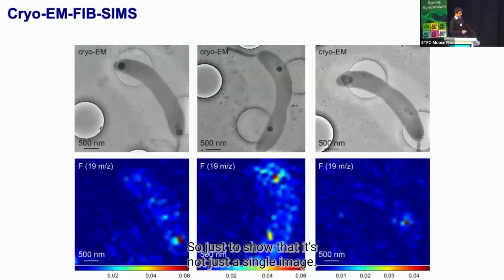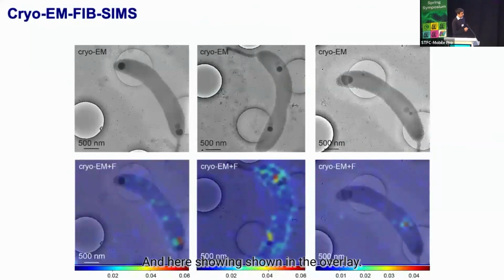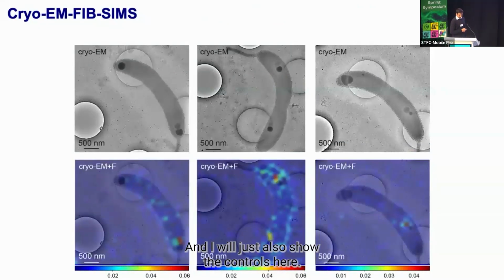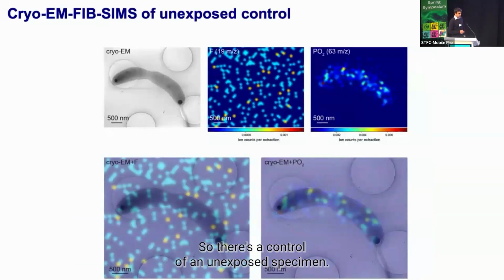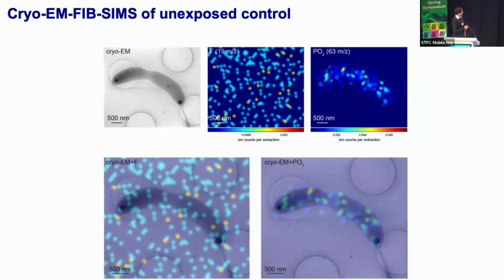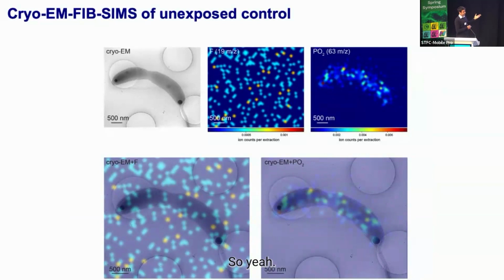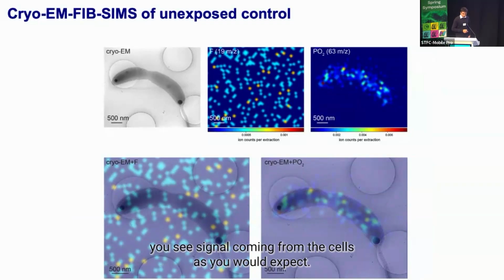So just to show that it's not just a single image, there's more images of the same specimen sample that's been exposed to this pollutant, always gives signals for the fluorine from these storage granules, and here shown in the overlay. And I will just also show the controls here. So there's a control of an unexposed specimen. You can see if we look in the fluorine channel, we see background signal. And although I didn't mention, the counts here are 1,000-fold less than in the previous slide. So yeah, this is really background. And if you look at the phosphate channel, you see signal coming from the cells, as you would expect.